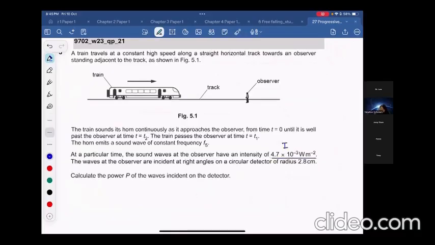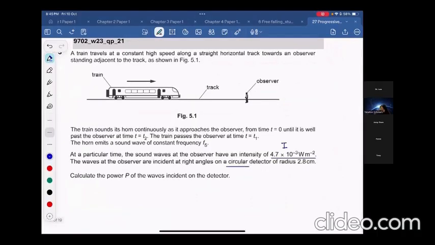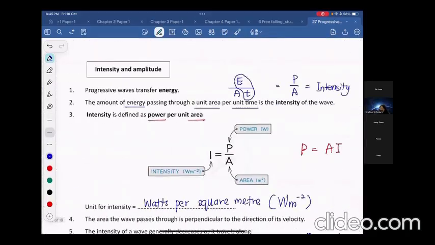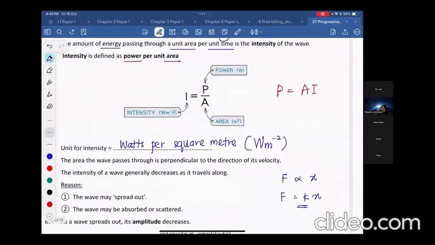The waves are incident at right angle on a circular surface, and the radius is 2.8 cm. From here, what do you want to count? The wave is incident at the surface at a right angle, which is 90 degrees to the surface. So this is what we told you just now, the area perpendicular to its motion.